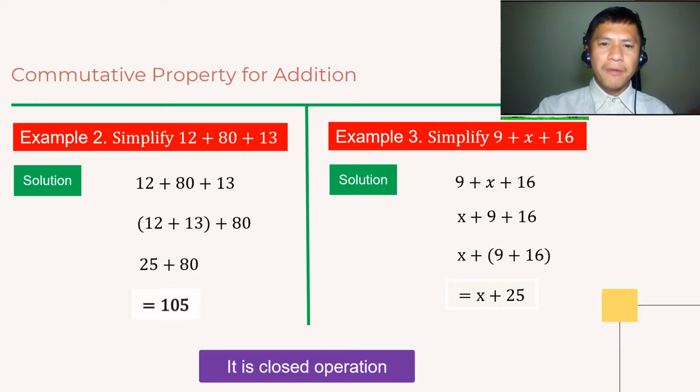Example number 3, simplifying 9 plus x plus 16. We can rearrange the order of numbers. 9 is now on the second term of the expression. Afterwards, we can add the last two terms of the expression, which is 9 and 16. 9 plus 16 is 25. Moreover, we cannot combine x plus 25 since they are different terms. So the final answer is x plus 25 or 25 plus x.